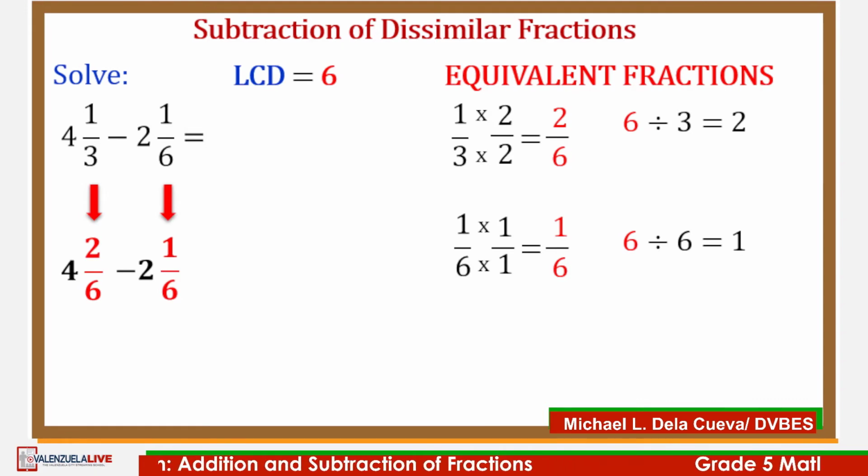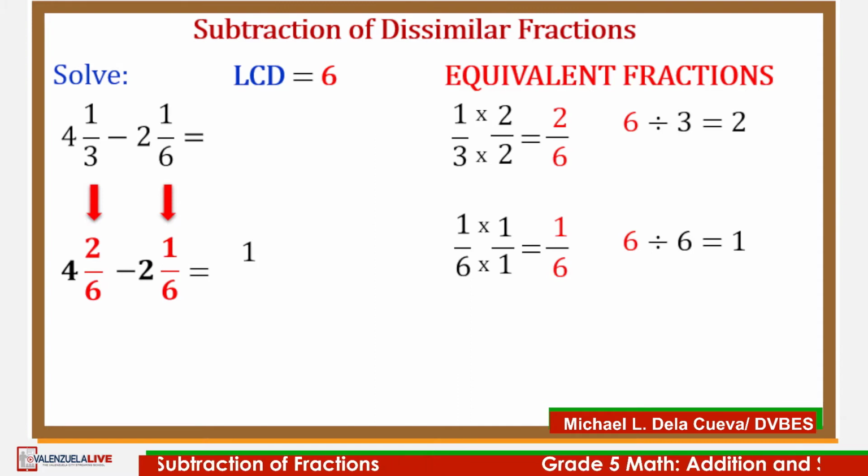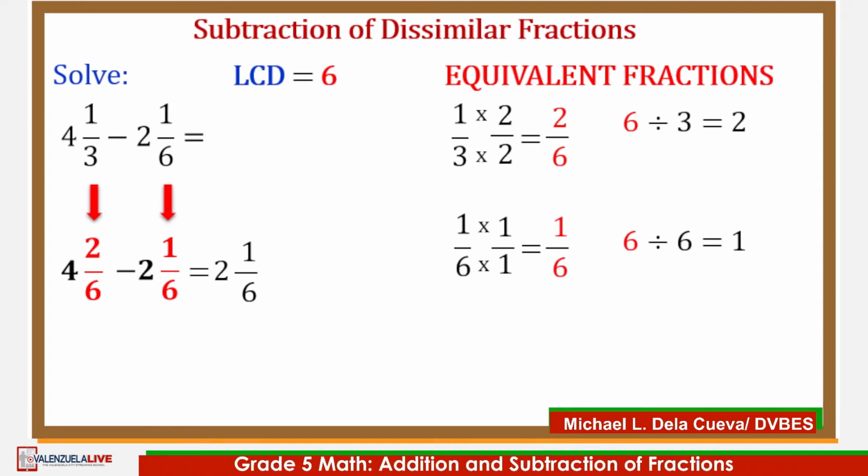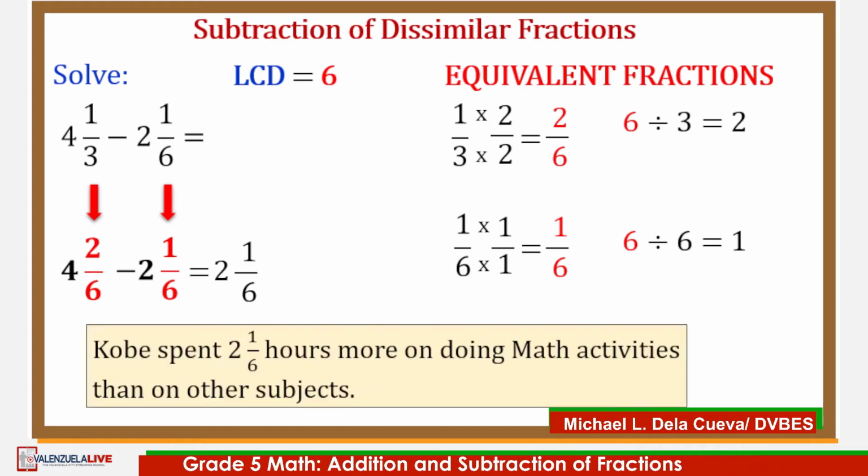We now have similar fractions. Let us apply subtracting similar fractions by subtracting the numerators. 2 minus 1 is equal to 1. And then copy the denominator, 6. Subtract the whole numbers. 4 minus 2 is equal to 2. So, Kobe spent 2 and 1/6 hours more on doing his math activities than on other subjects.